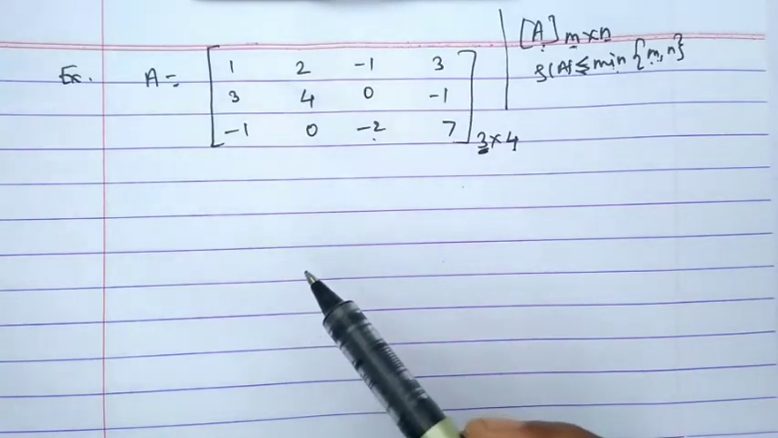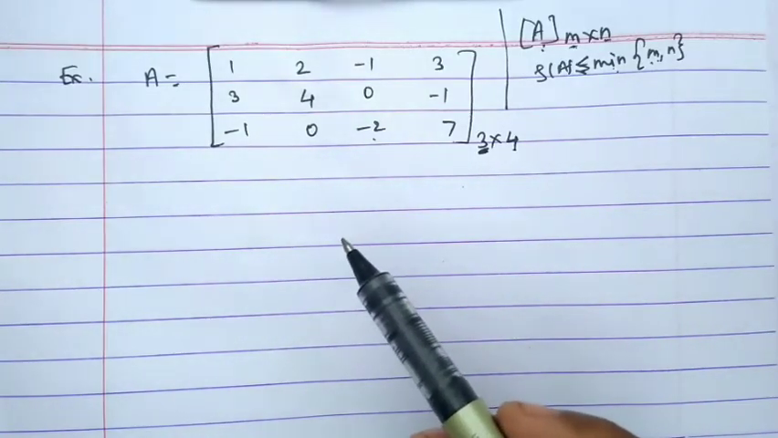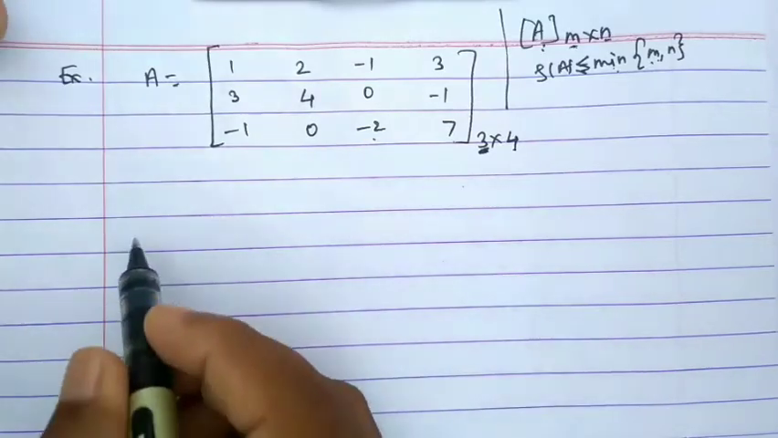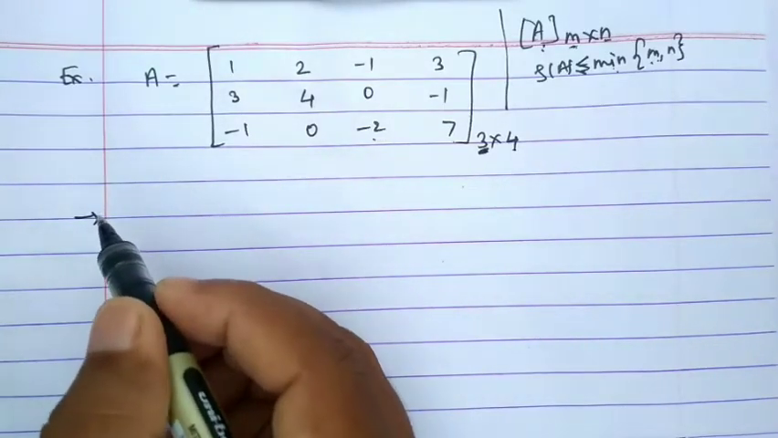So you have to find the rank of this matrix by converting it to the echelon form. So what is the first operation?